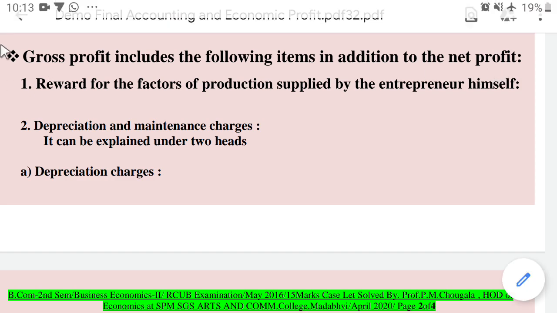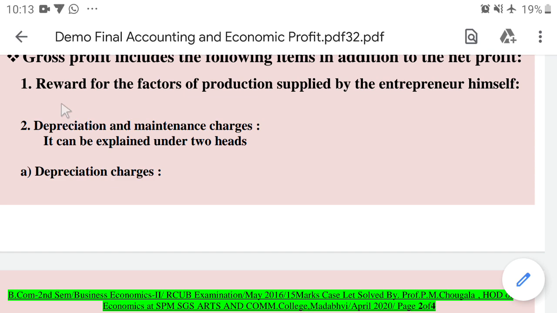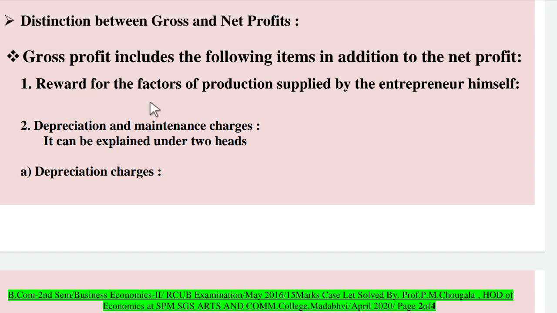Number one is the reward for the factors of production supplied by the entrepreneur himself. Friends, as you know, sometimes the entrepreneur supplies his own capital or land and works as a manager. In such cases, the interest, rent and wages accruing to the entrepreneur will be included in his gross profit.